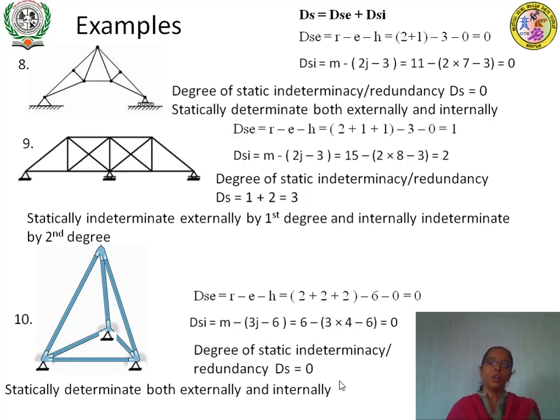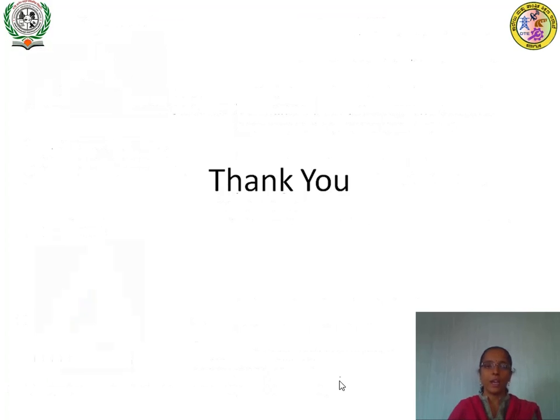So that is for today's session. In this session we have discussed the definition for determinate and indeterminate structures, how to find the degree of indeterminacies for plane structures as well as for space structures, and that includes trusses as well. In the next session we will discuss kinematic indeterminacy. So this is about static indeterminacy. In the next session we will see how to find the kinematic indeterminacy for a given structure.